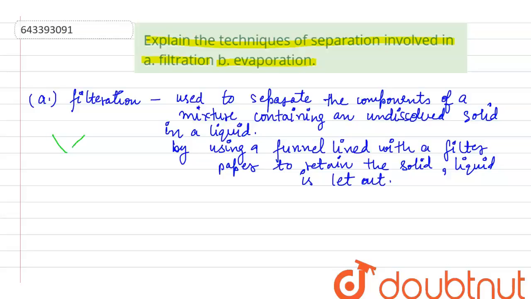So the funnel is shown like this. If we take a beaker at the bottom of the funnel, there is a lining of filter paper in the funnel. So filter paper is kept here.